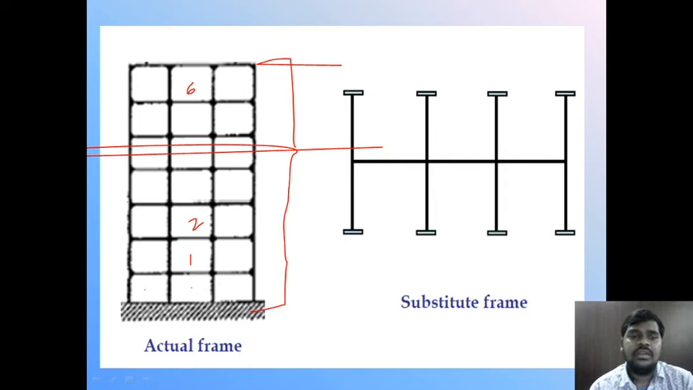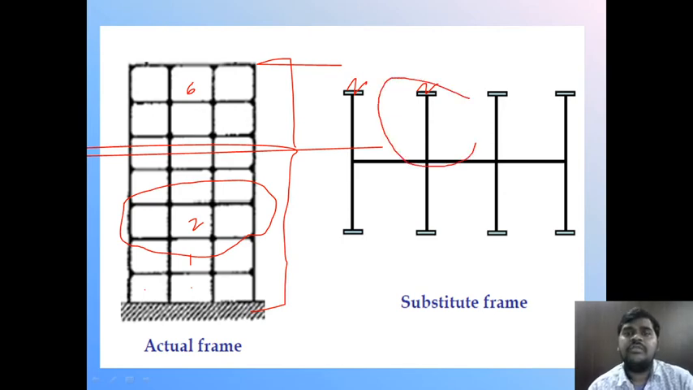That means he will consider only this part, and you will see here there is only one. These ends are fixed, according to the previous statement. All the ends are fixed. So they will take only one frame and substitute that frame's movements for every floor. In this method they will do like that.